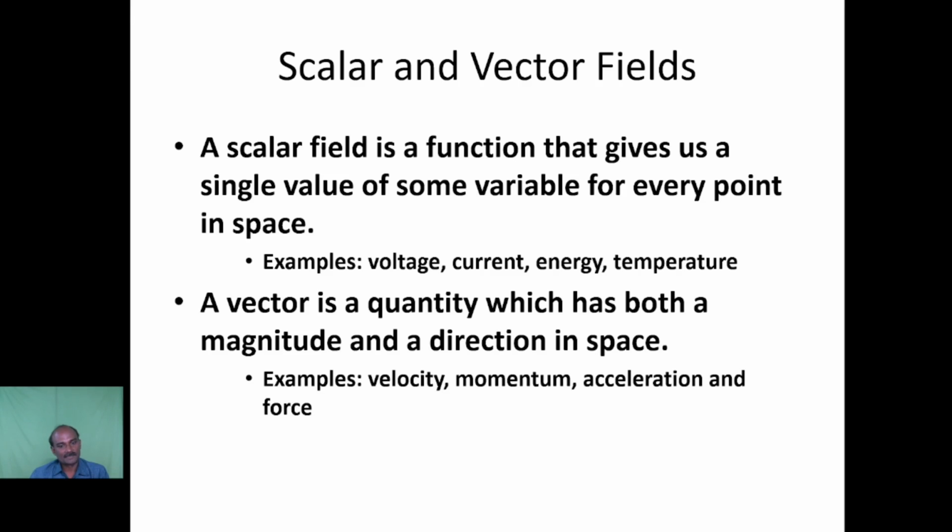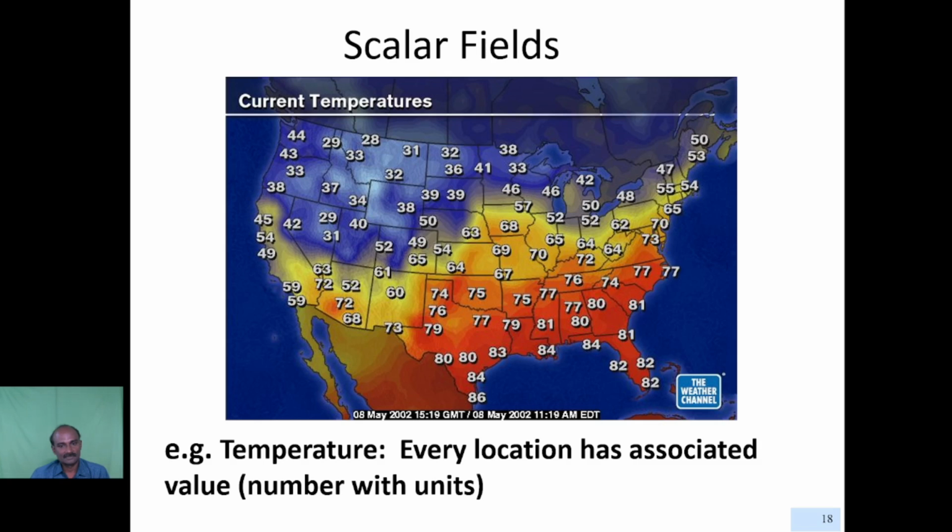Scalar and vector fields. Examples of scalars: voltage, current, energy and temperature. These are quantified only with magnitudes. A vector is a quantity which can be quantified with both the magnitude as well as the direction. For example, velocity, momentum, acceleration, and force. The electromagnetic field is also a vector quantity. So there are many examples for scalar fields.